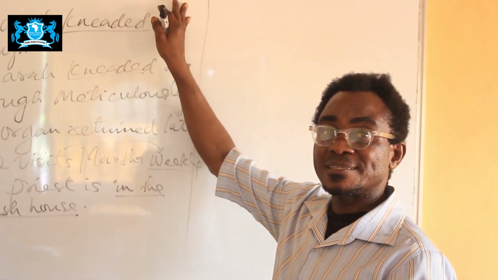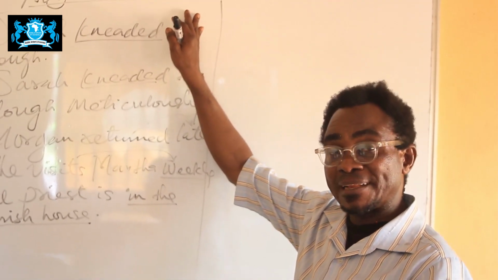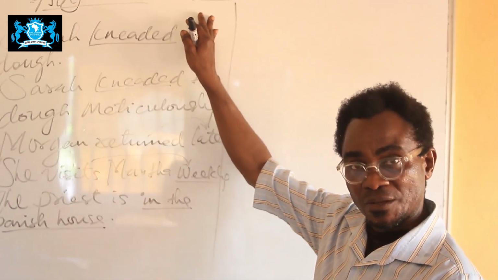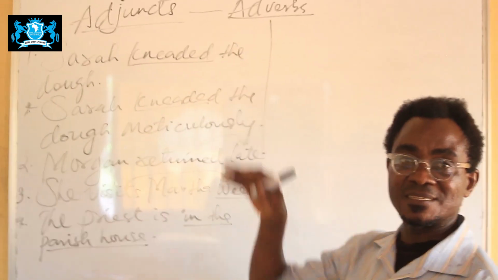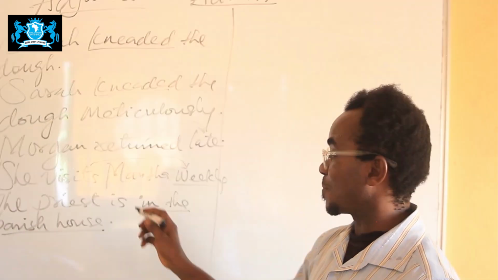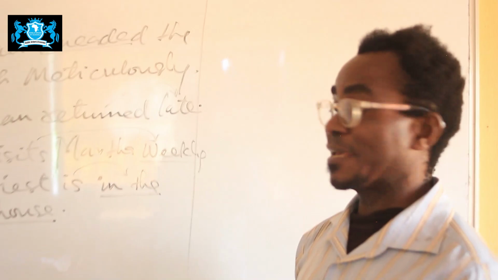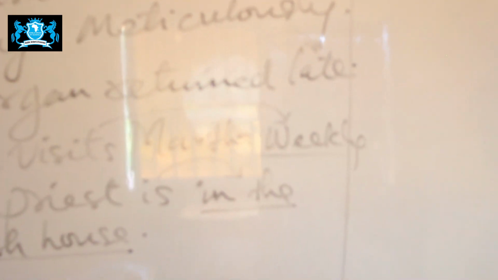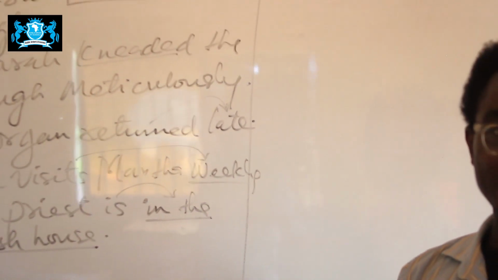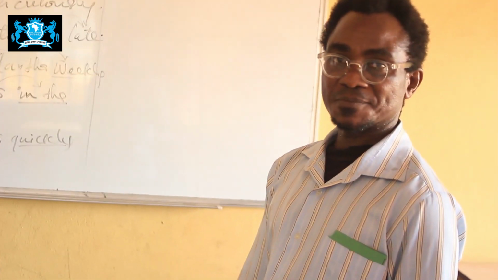We can call it an adverbial phrase. Or if there is a final verb in it, we call it an adverbial clause. But they perform basically the same function of modifying the verb. So in this example, the verb is, and that verb is modified by in the parish house, which tells us where the priest is. How does she look? Quickly away.